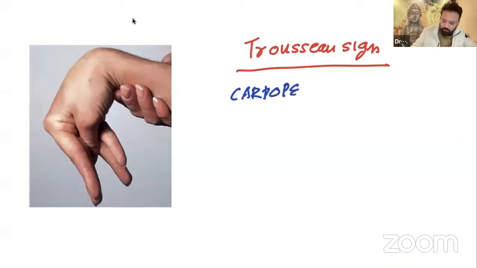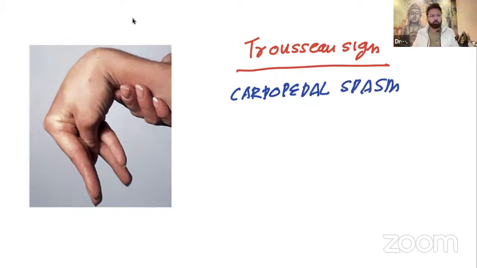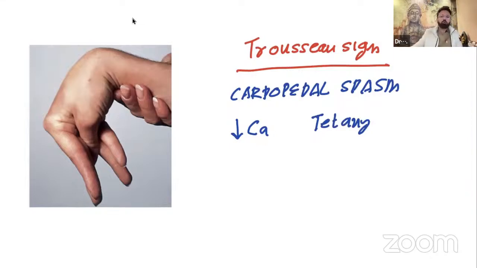Carpopedal spasm. It is asked almost every year. If you see the question papers, almost in every examination they will ask you what this is. It is called carpopedal spasm when excitability is very, very high, and the most common reason is hypocalcemia, tetany. But it is not the only cause in which you can get carpopedal spasm.